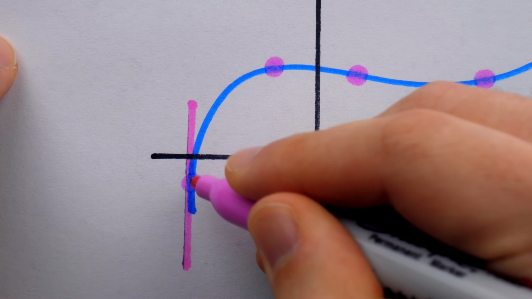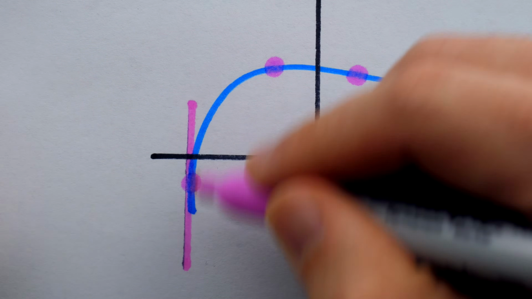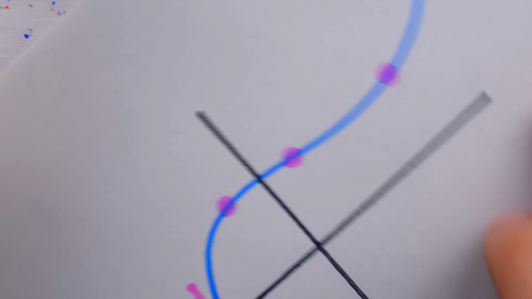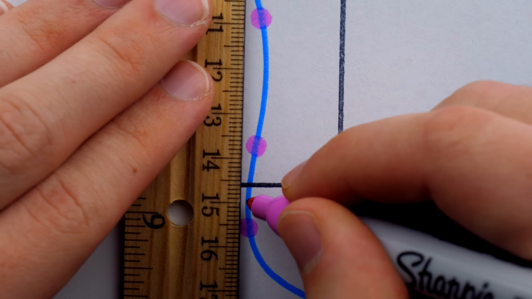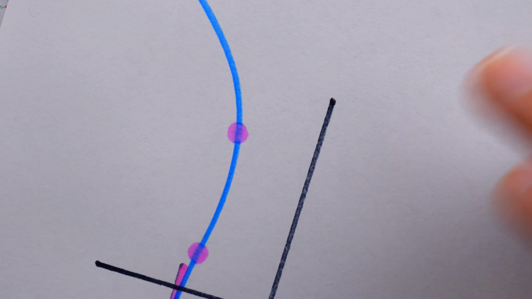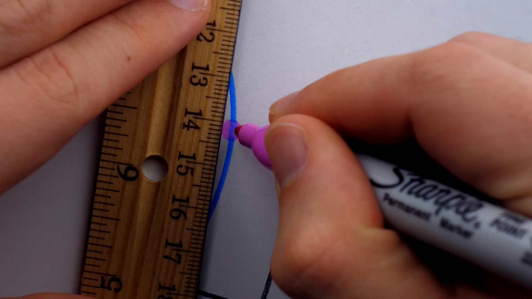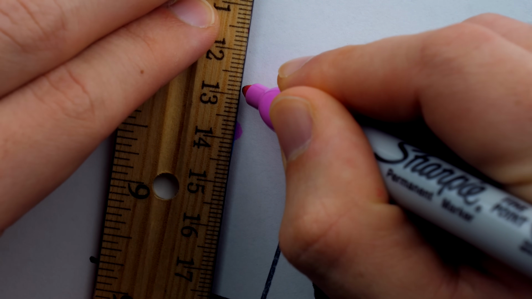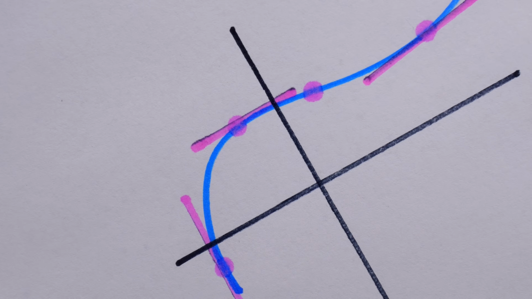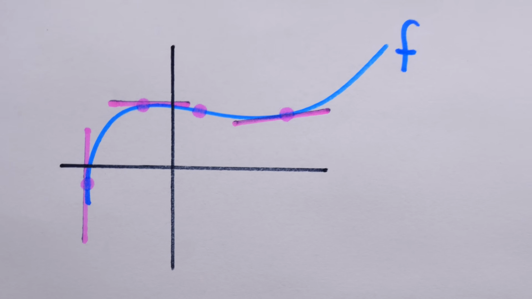At this point, the best linear approximation is a very steep line with a very big slope. However, at this point, the best linear approximation is a very flat line with a slope of 0. If we look at this point, the best linear approximation of the function at this point is a line with a slight upward slope. It's the slopes of these tangent lines which are the derivative of the function.